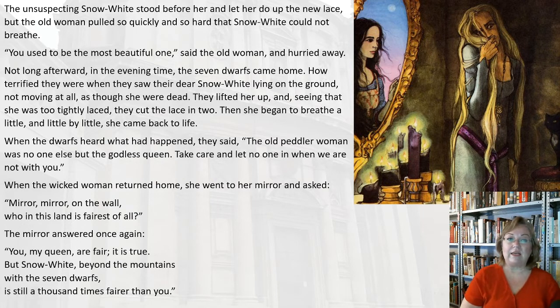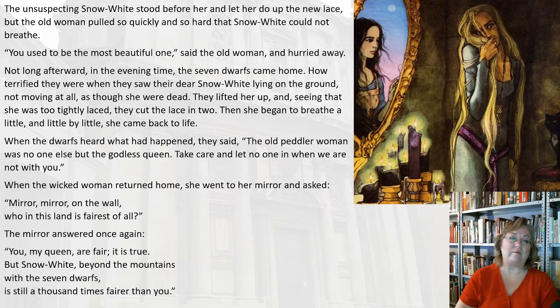Not long afterward, in the evening time, the seven dwarfs came home. How terrified they were when they saw their dear Snow White lying on the ground, not moving at all, as though she were dead. They lifted her up, and seeing that she was too tightly laced, they cut the lace in two. Then she began to breathe a little, and little by little she came back to life. When the dwarfs heard what had happened, they said, "The old peddler woman was no one else but the godless queen. Take care and let no one in when we are not with you."